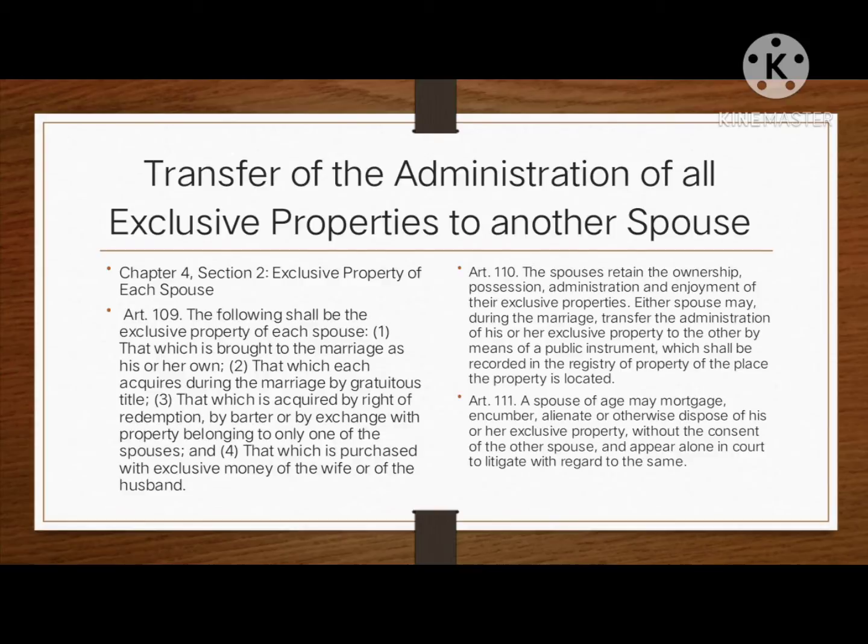First, that which is brought to the marriage as his or her own. Second, that which each acquires during the marriage by gratuitous title. When we say gratuitous title, these are the properties that are given to the spouse or donated to the spouse.